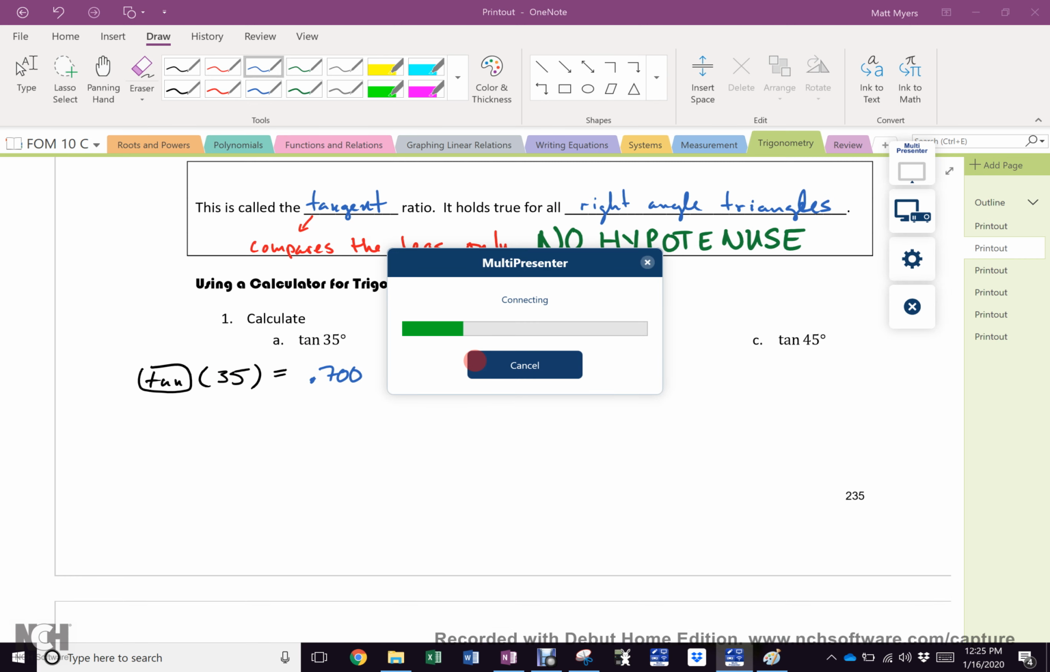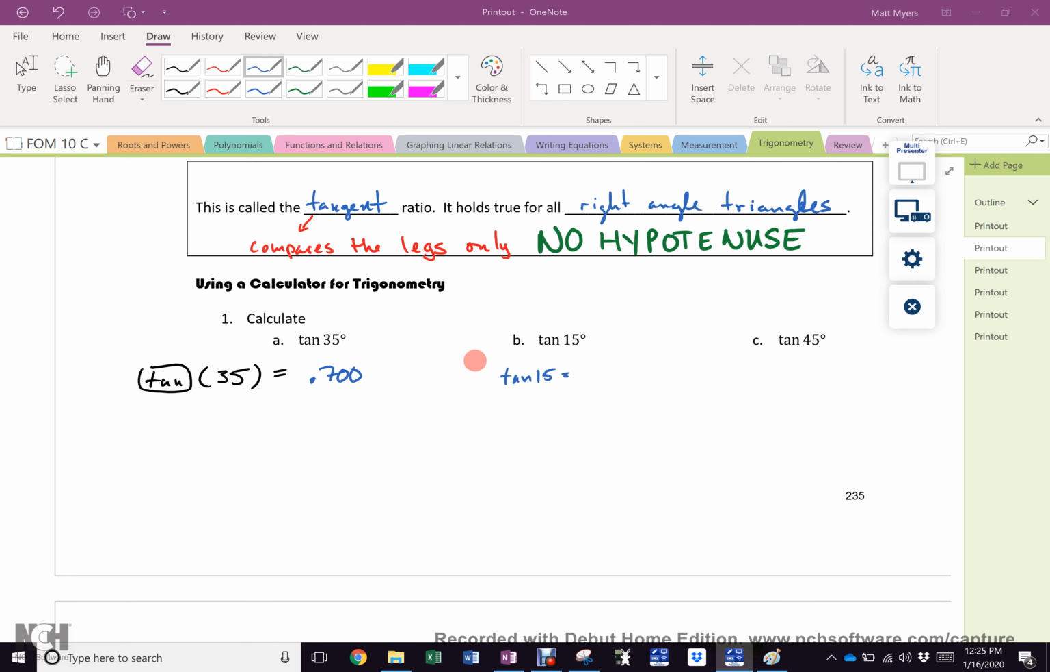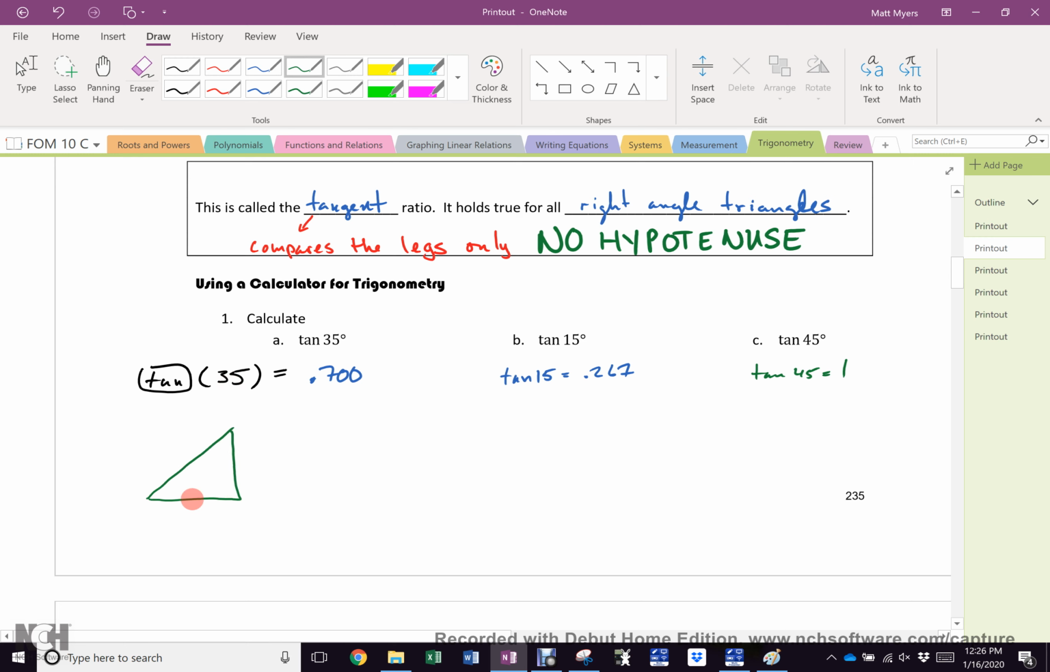I know it's just gone blue. Just continue to work. 0.267. And 45? One. Now let's stop for a moment and discuss this. A 35-degree angle would go from here up. Yes? Everyone agrees? Okay. This is our 90, right?